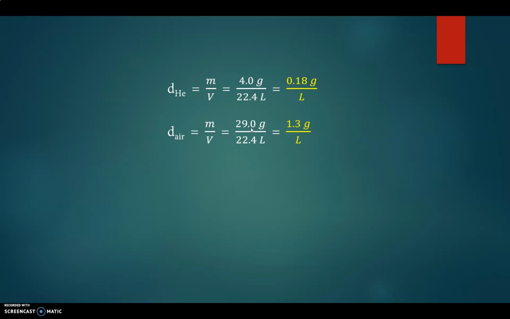So that's simply a number you're going to want to remember because you'll be using that on problems in the future. So 29 grams per mole, 22.4 liters, we get a density of air of 1.3 grams per liter. So clearly, helium is indeed less dense than air.